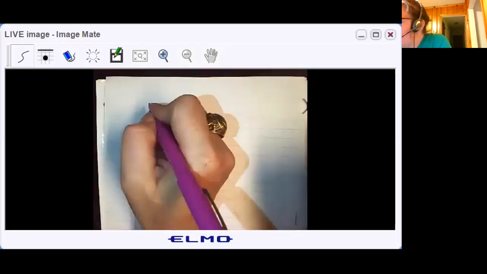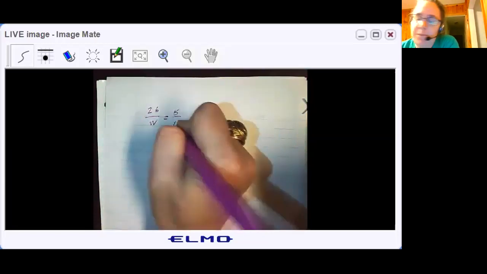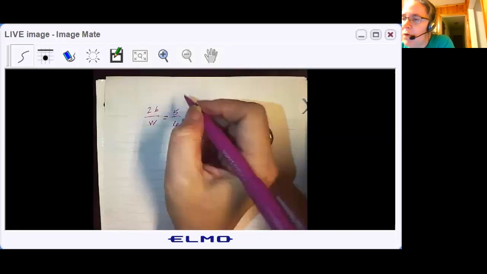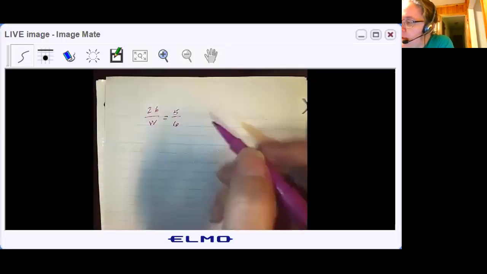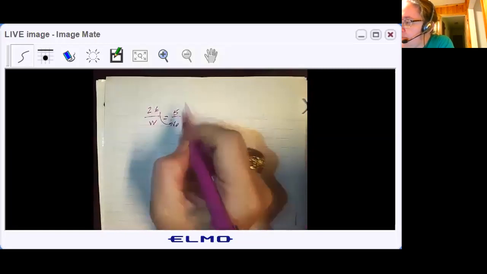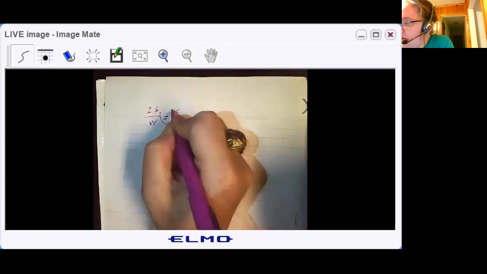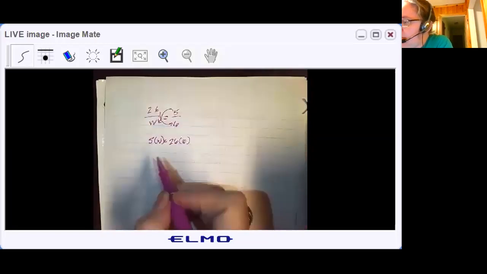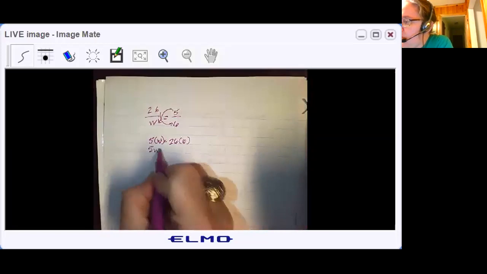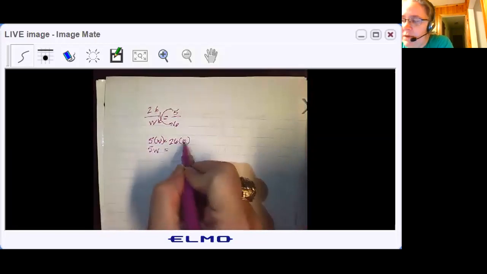26 over W equals 5 over 6. Okay. Same thing, we're going to cross multiply and then we're going to divide. 26 times 6, 5 times W. So let's look, I've got 5W equals, 6 times 6 is 36, 156.